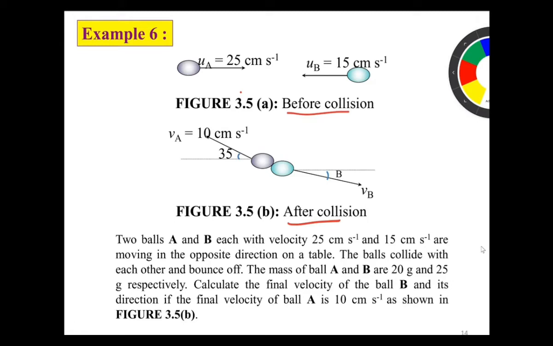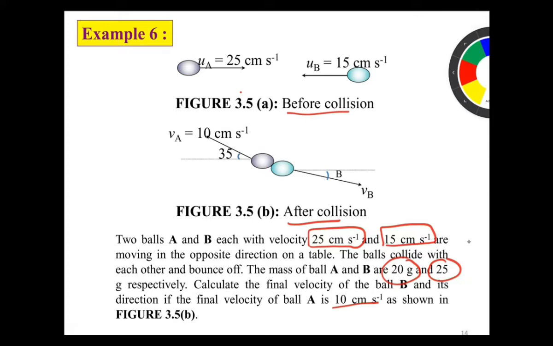Okay. So soalan ni dia bagi mass of the ball dalam centimeter per second. Kita kena convert to meter per second. Velocity of the ball B pun 15 cm per second. And then dia bagi mass dalam kg, dalam gram. So you must convert to kg. Mass of B pun 25 gram. Initial velocity pun dia bagi dalam centimeter per second.